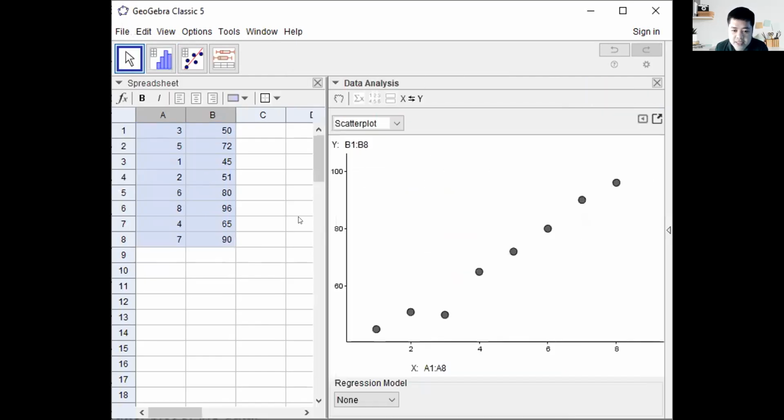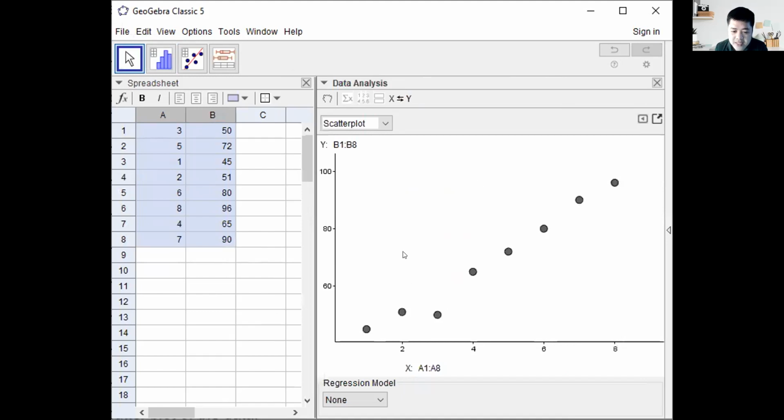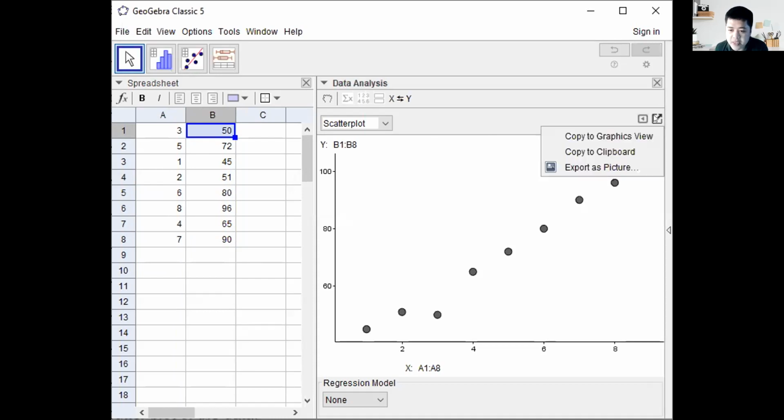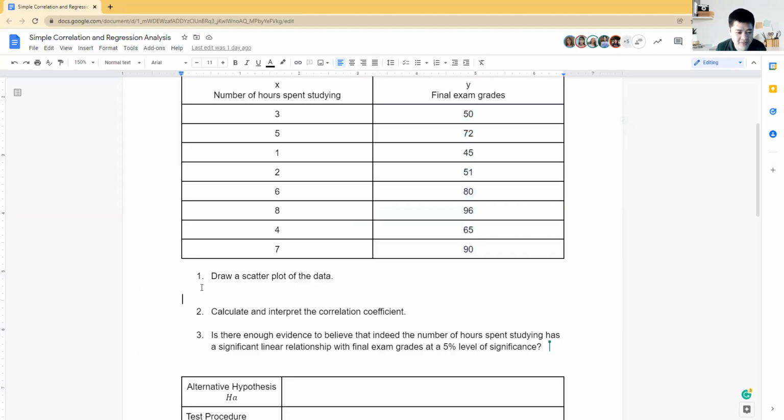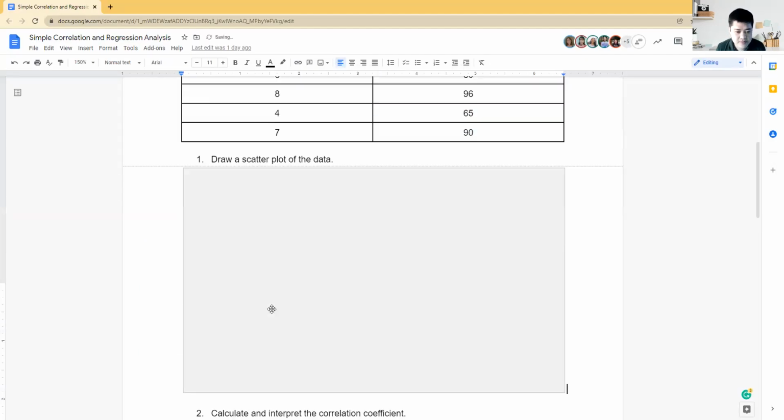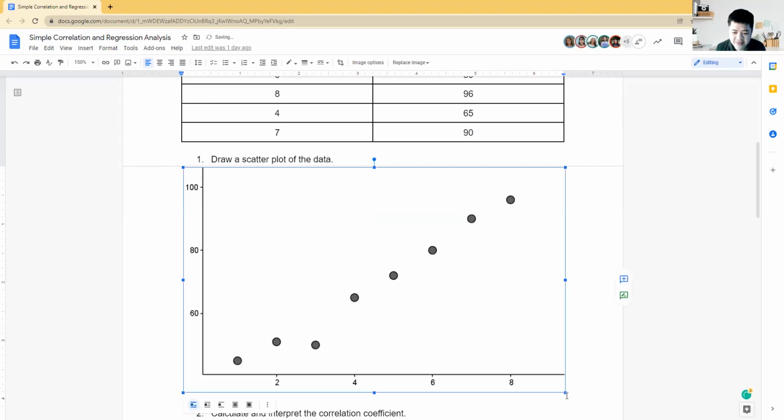So pwede nyo itong i-resize. And then you can have your scatter plot here. Actually, hindi ko pa na-test kung pwedeng i-rename to, pero alam ko pwede. Or I can put names here before the actual data. So you can try it on yourself. So we can copy this, copy to clipboard, and then we'll go back to the document. Okay, so we can have the scatter plot here. Medyo malaki lang. Okay.